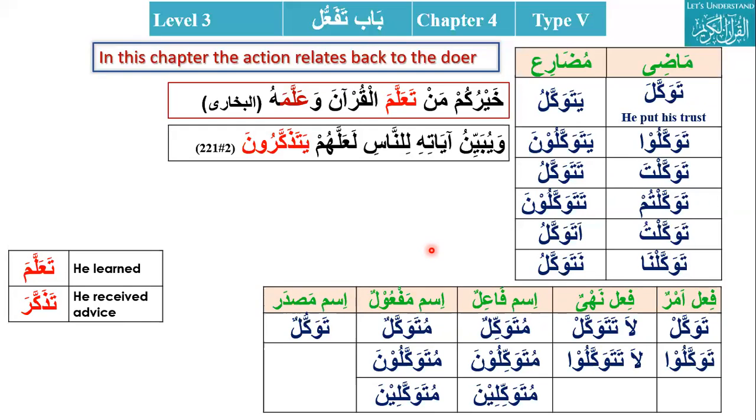If I remove ta, zakkara. He called. No. He remembered. Yeah. Okay. Tazakkar. Yatazakkaru means he will receive advice or he receives advice. And we received advice or we will receive advice. What will be the Arabic for that? Natazakkaru. Can you please take this ayah?